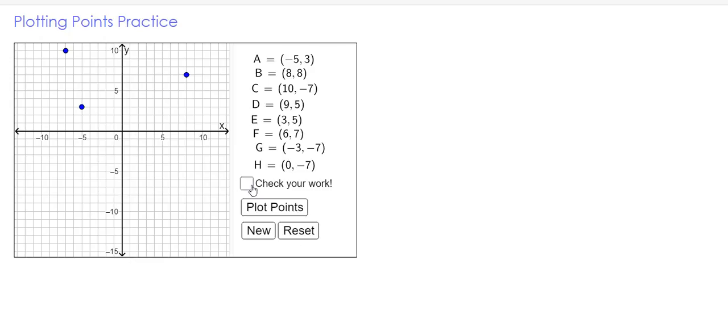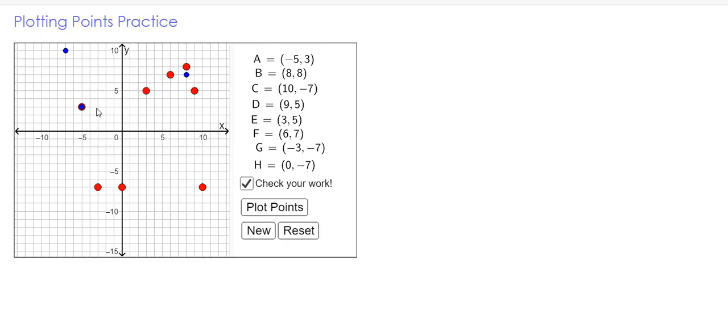And then when I'm done all of them, I'm going to click Check Your Work. And see how this one has a red dot behind it? You can kind of see it if you look carefully. And these ones don't. That means I did these ones wrong. And the other ones I didn't do. So that's how you know if your work is right or wrong.